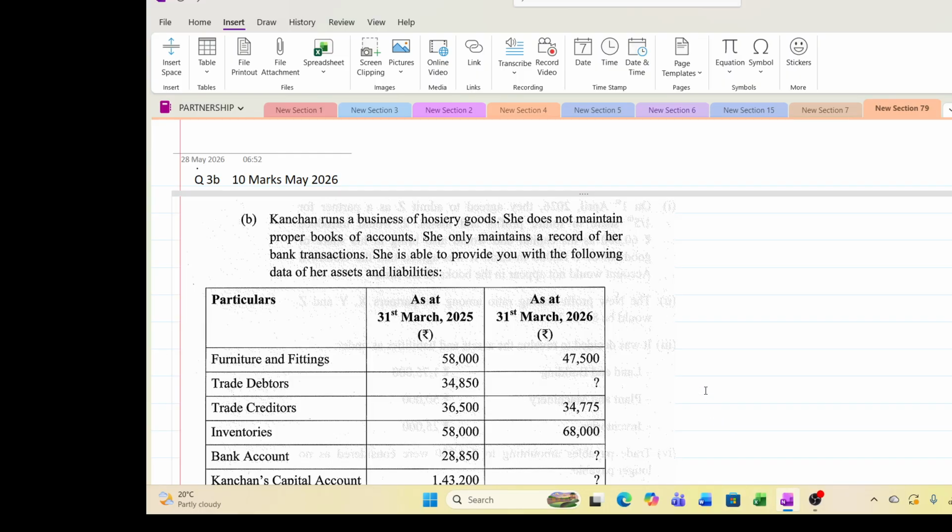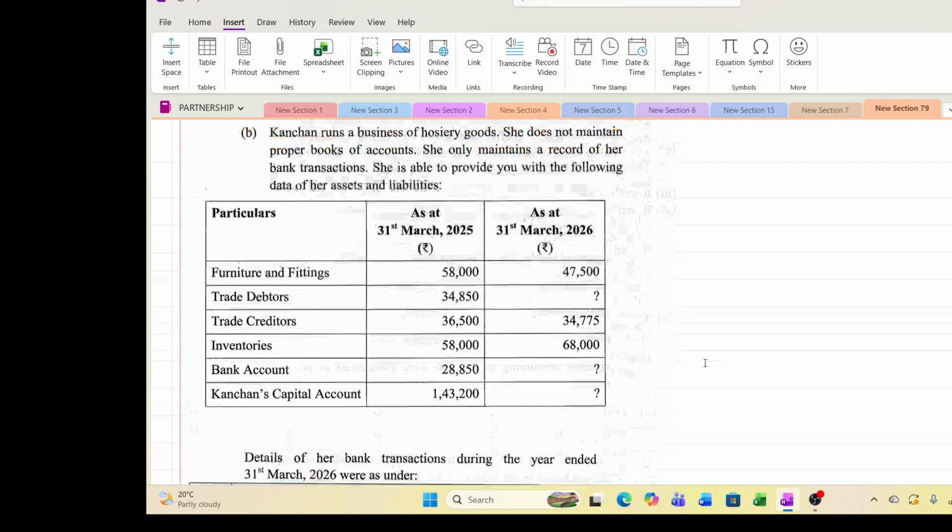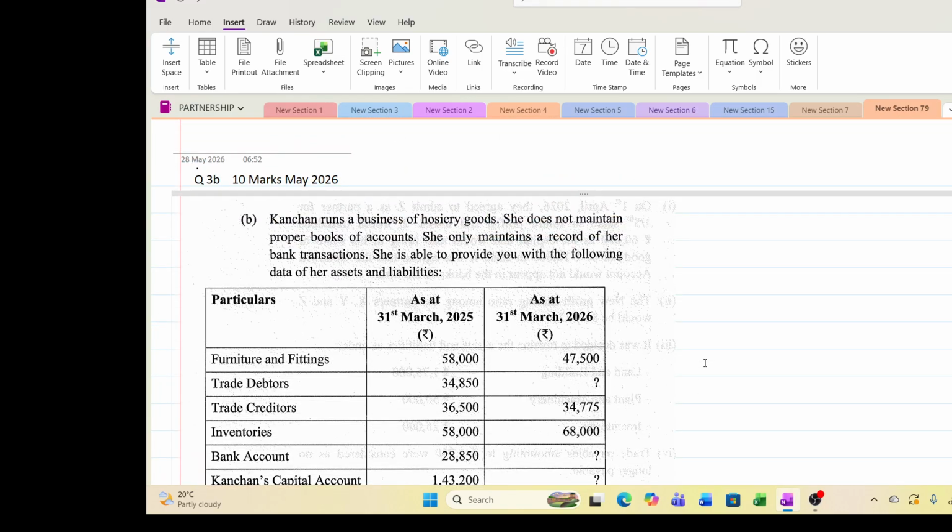Today we are going to see CA Foundation Accountancy question number 3B of May 2026 for 10 marks, incomplete records. I'll go through the sum step by step on how to prepare it. Just for convenience, I have already prepared the sum, and I'll be explaining how to go with that.